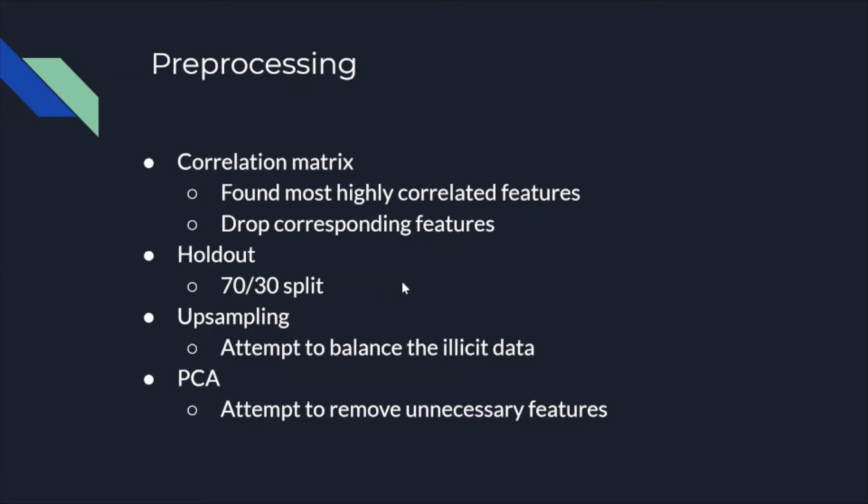Next is pre-processing. We implemented correlation matrix, holdout, upsampling, and PCA. For the correlation matrix, we found the most highly correlated features and dropped them accordingly. For holdout, we did a 70-30% split. We implemented upsampling to try to balance out the label imbalance. For PCA, we tried to remove the unnecessary features.